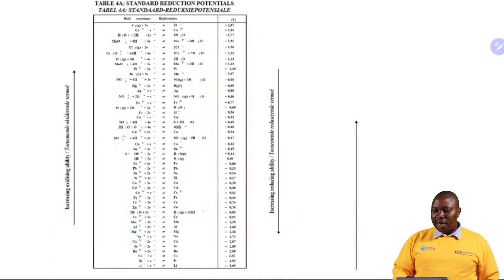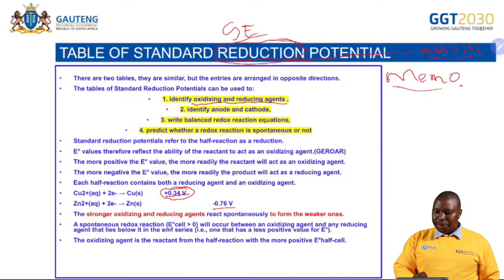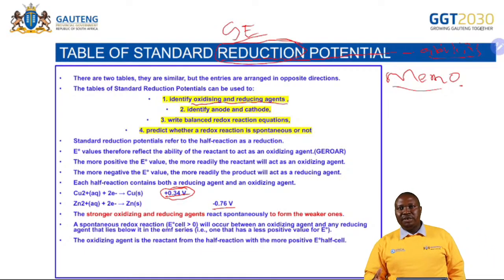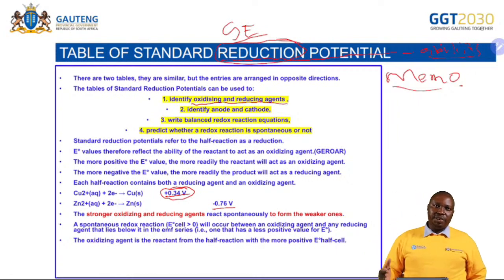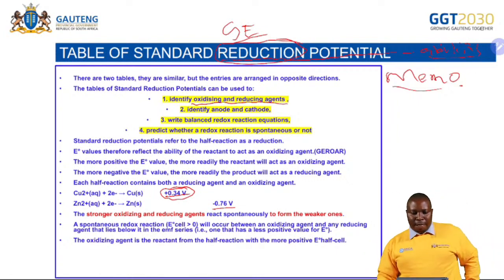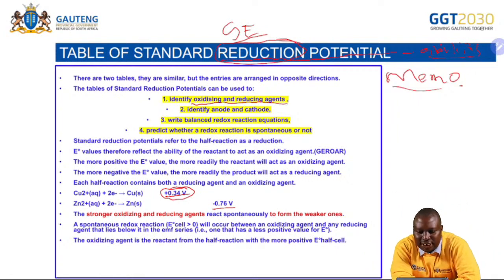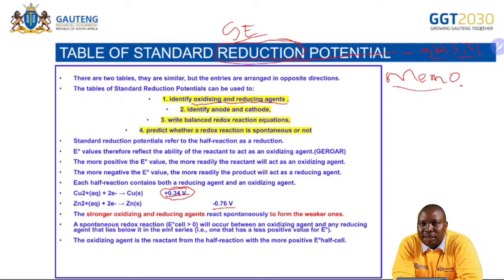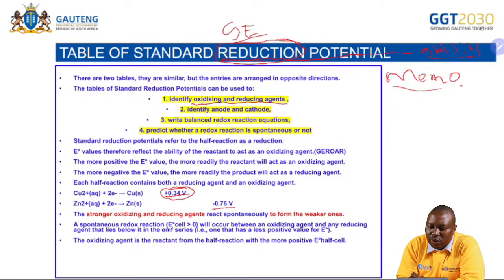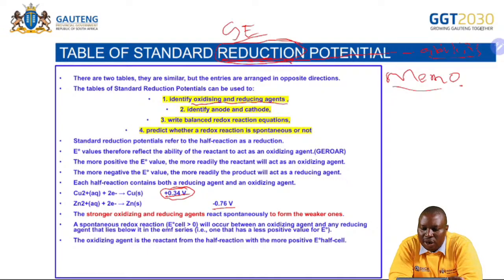Sometimes when it says calculate EMF, or predict whether a redox reaction is spontaneous or not, we're simply saying calculate EMF. If it's positive, it's spontaneous. If it's negative, it's non-spontaneous. Now, the standard reduction potential refers to the half reactions as reduction. Remember, the table is saying reductions. So if you look on the left of the double arrows there for equilibrium, you will see that they are all gaining electrons.